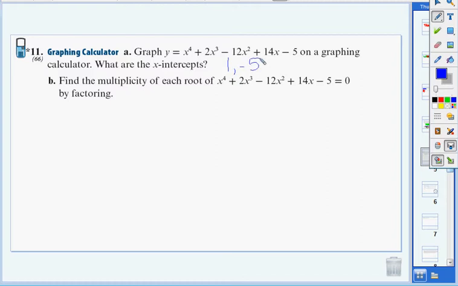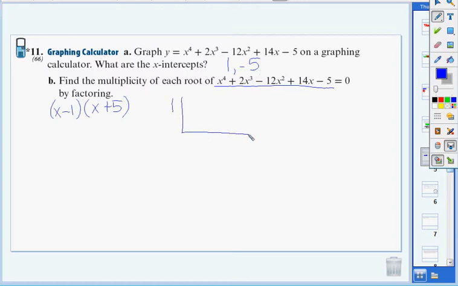Now, find the multiplicity of each root by factoring. The fact that 1 and negative 5 are both x-intercepts means that one of the factors is x minus 1, another factor is x plus 5. Now, we don't necessarily know what the other factors are, but we can feel confident that 2 of the factors are there. So rather than doing all kinds of long, crazy division, I'm just going to use synthetic division to figure out what my other factors are. I could use 1 or negative 5, but since 1 is right here, I'm going to go ahead and use 1.